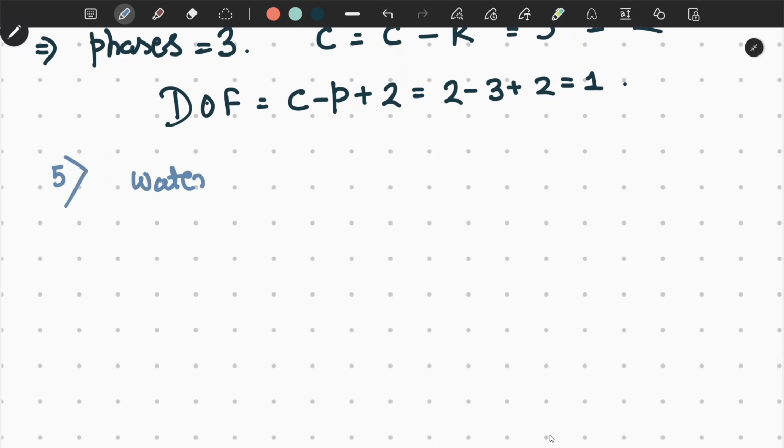Next question. What are the degrees of freedom for water at its freezing point? I think this is the correct spelling. Whatever.